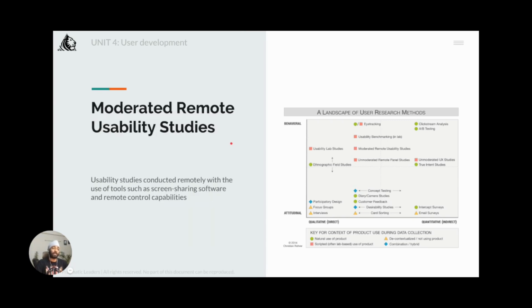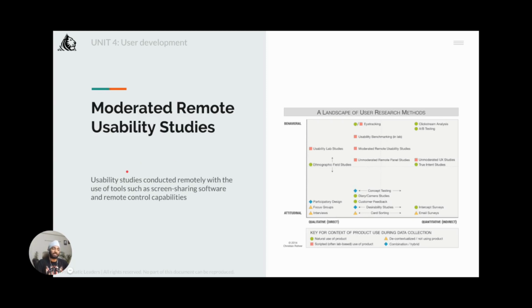Then comes moderated remote usability studies. ये सारे के सारे यूज होते हैं. Don't think that these are not all used, only GA and interviews. No, ये सारे यूज होते हैं depending on what exactly you are dealing with, and that's why it's very important for you to know the lay of the land.